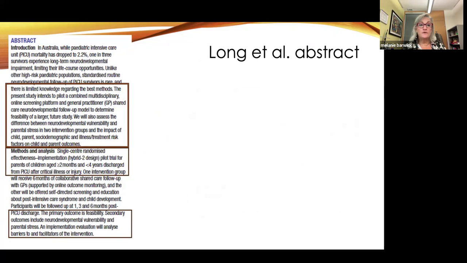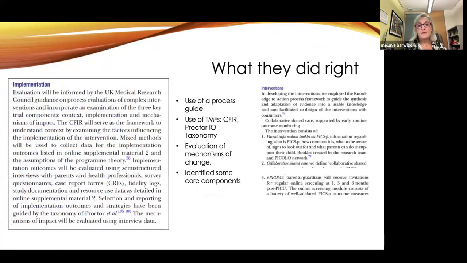So they're focused on online screening of GPs for neurodevelopmental follow-up. It's a single center randomized effectiveness implementation hybrid type 2 design. It's a pilot. They describe their population and so on. So what did they get right? They use a guide. They use theories, models, and frameworks. So the Consolidated Framework for Implementation Research, which is a determinant framework that helps to identify barriers and enablers.